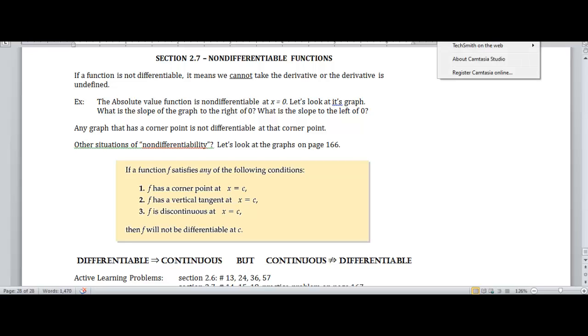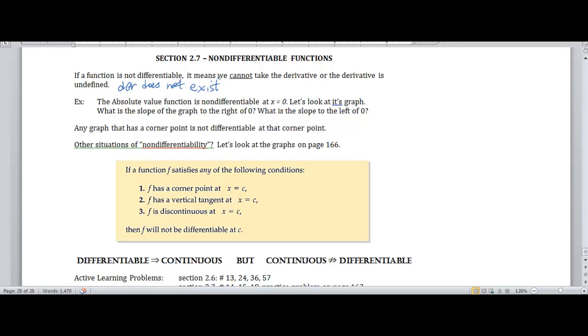Hello, let's look at section 2.7, which is non-differentiable functions. This section is really short. Differentiable means that the derivative exists. So if a function is not differentiable, that means the derivative does not exist, which means we cannot take the derivative, or the derivative is undefined.